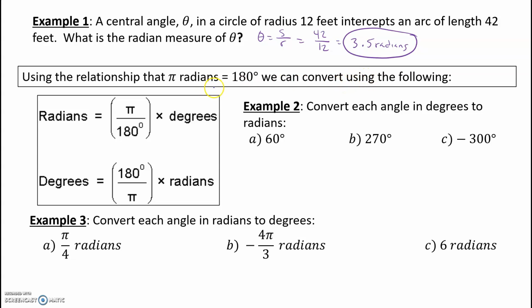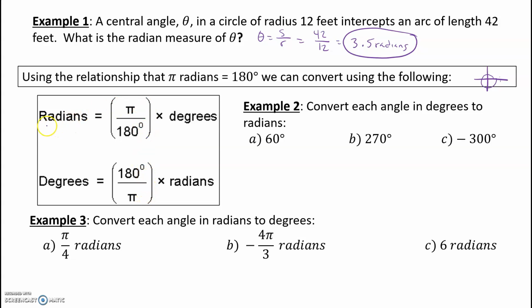Now, in terms of our quadrants, one full rotation is 360 degrees, right? 90, 180, 270, 360. Or in terms of radians, it will actually be 2 pi. So using that, you can say that pi radians equals 180 degrees because 2 pi is 360. Using that, you can actually convert between radians and degrees.